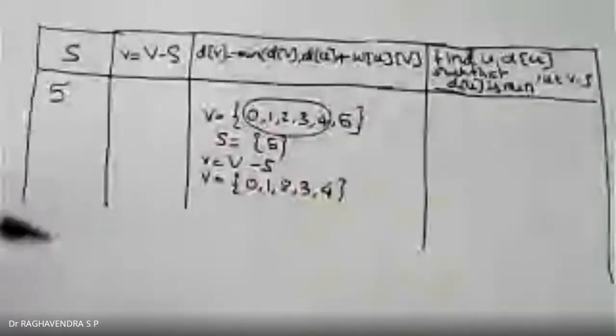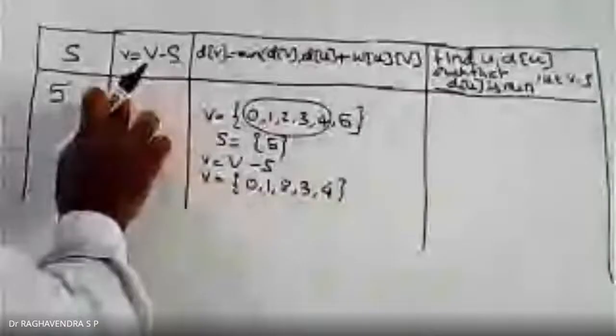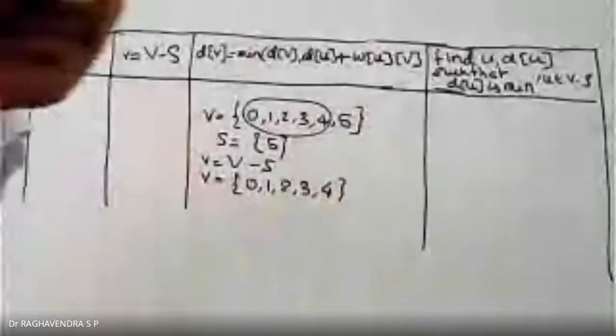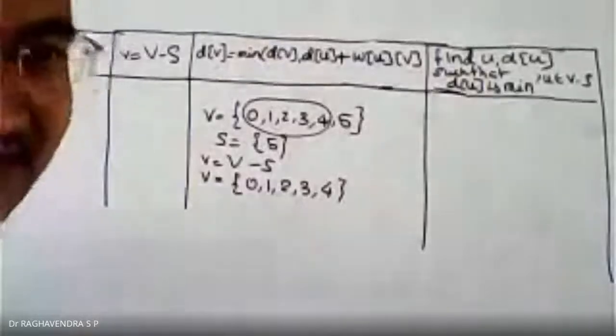Yes or no? Yes, sir. So if we remove 5 from the whole set, what remains? 0, 1, 2, 3, 4. Yes or no? V equals V minus S. Understood? Yes, sir. Am I audible, dear students? Yes, sir. Okay, V equals V minus S.